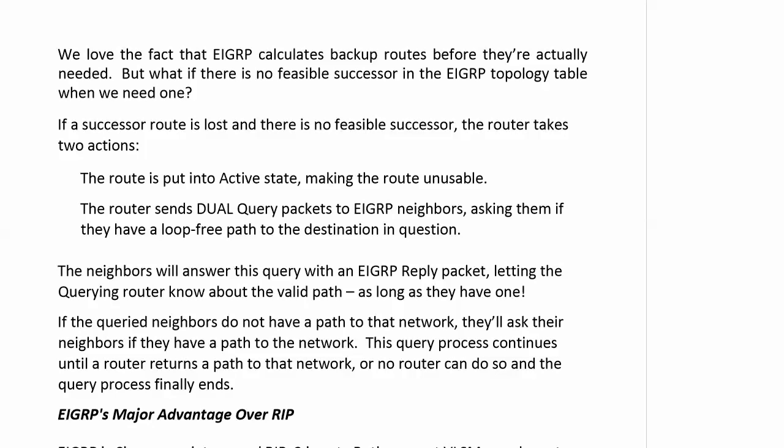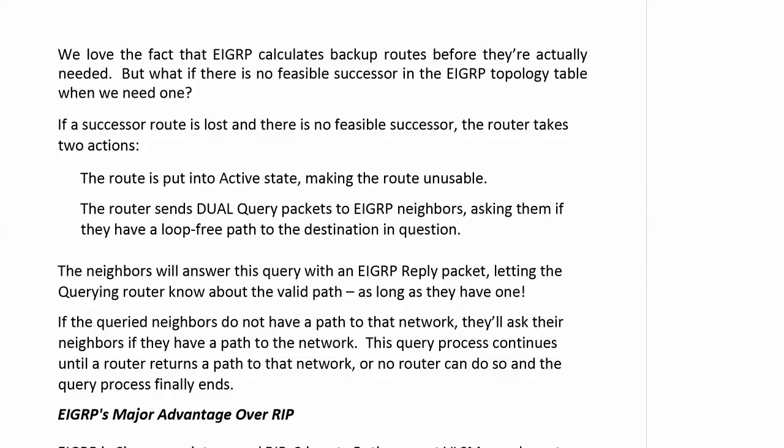Now, what else happens? The router sends DUAL query packets to EIGRP neighbors asking them if they have a loop-free path to the destination in question. DUAL is our routing protocol algorithm for EIGRP. So the DUAL query goes out to the neighbors. The neighbor is going to answer that query with a reply packet, letting the querying router know about the valid path if they had one to send.